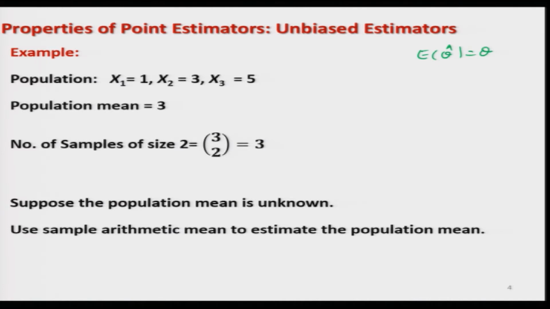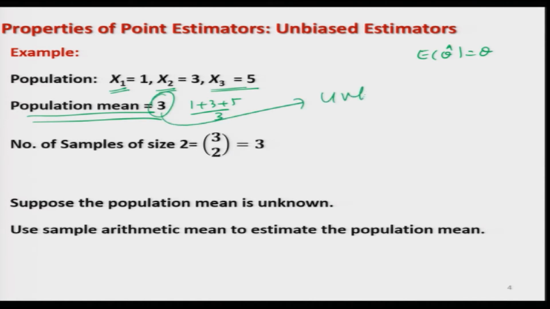Suppose I have a population of only 3 values, say capital X1 equal to 1, capital X2 equal to 3 and capital X3 equal to 5. And now if you try to see what is the arithmetic mean of these 3 values, which is 1 plus 3 plus 5 upon 3, which is equal to 3. So, the population mean here is 3, and this you can say is unknown to us, right. Just for the sake of example, I am taking these values, but definitely in practice this value will be unknown. So, I can hide this value, so that it indicates as if we do not know.